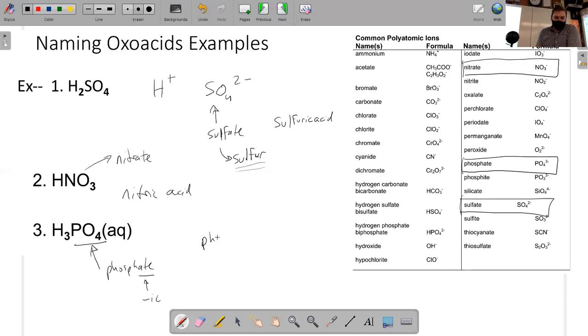Phosphorus ends with the same ending sound, like sulfur. So if the end of the name has a U in it, oftentimes you want the whole phosphorus element name, and it's phosphoric acid. So basically you're looking for the root of the name, or the whole name if it ends with an "us" or an "ur," and throw an ic at the end. So H3PO4 is phosphoric acid.